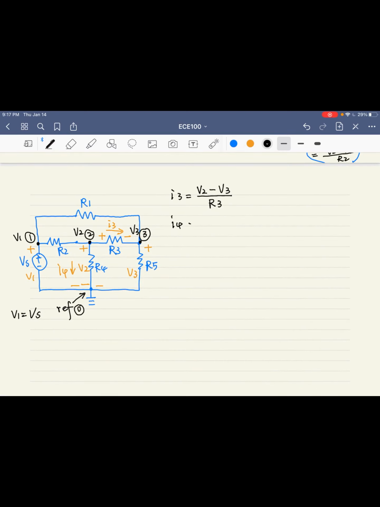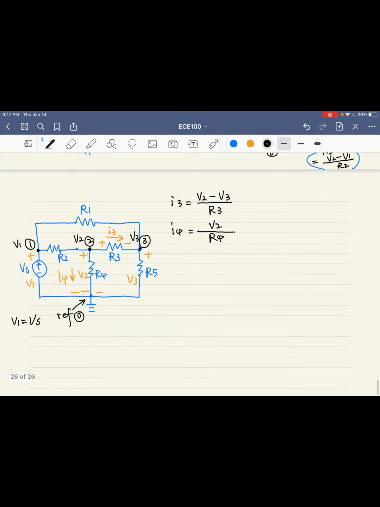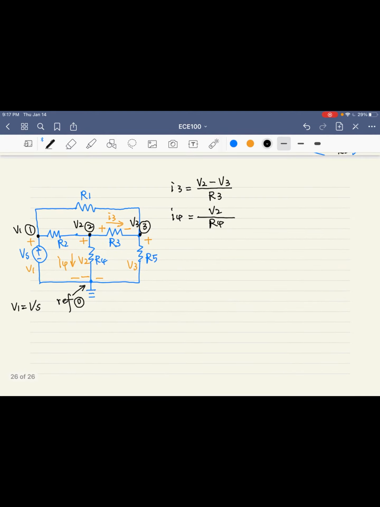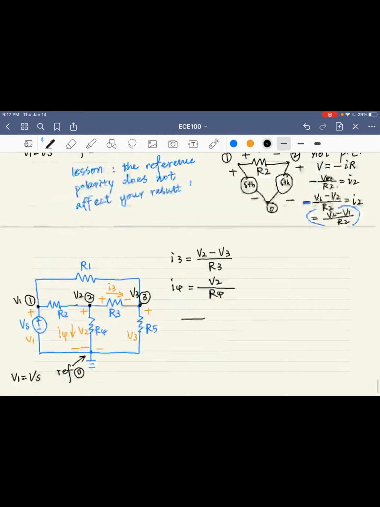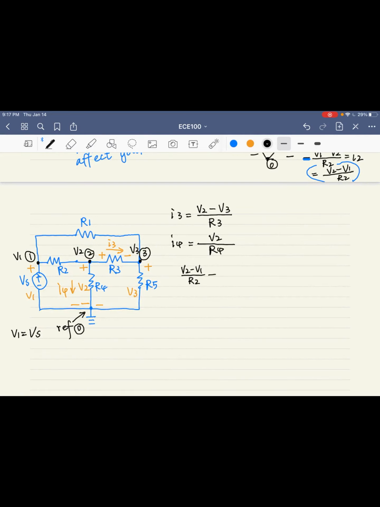And I4 here is basically V2 over R4, right? And remember, these values always correspond to the reference direction of current you choose. In this way, we will get the KCL equation in terms of node voltage. This is how Professor Farid derived it.